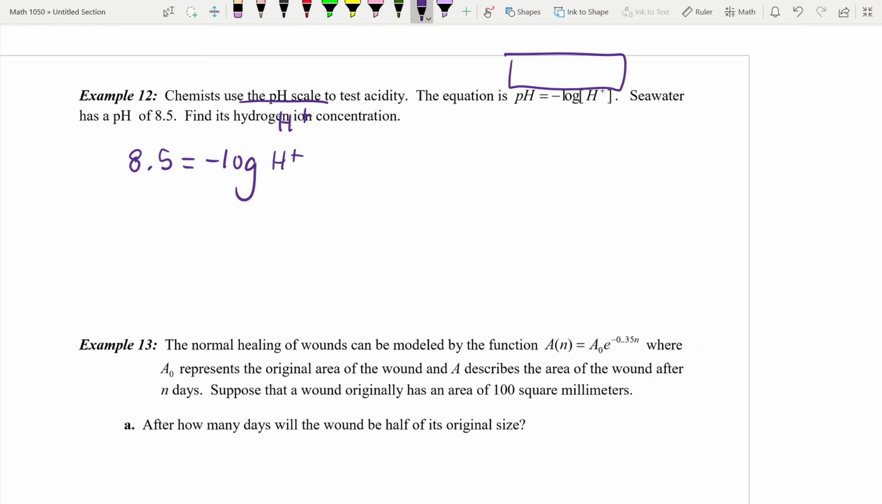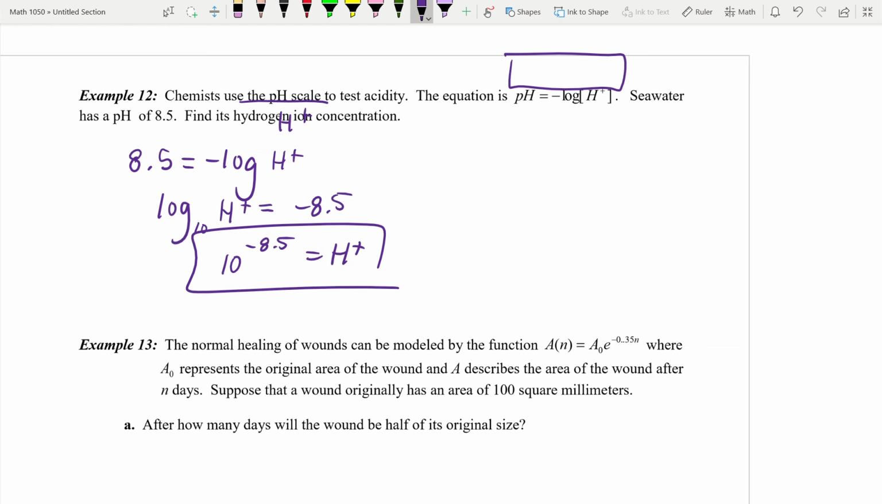I have a question for you. This is a big important question. Are we stuck? We are not stuck. You cannot convert right now because the log is not alone. Why is it not alone? The negative. Good. So now we have the log of H plus equals negative 8.5. Am I stuck now? Yes or no, guys? Yes. So this is log base 10. So 10 to the negative 8.5 is equal to H plus, and we're going to leave it right there.